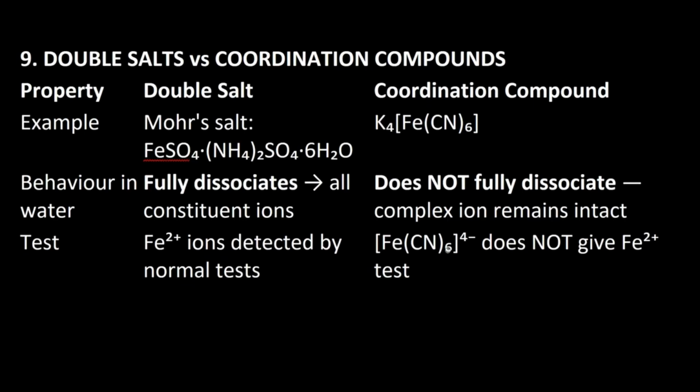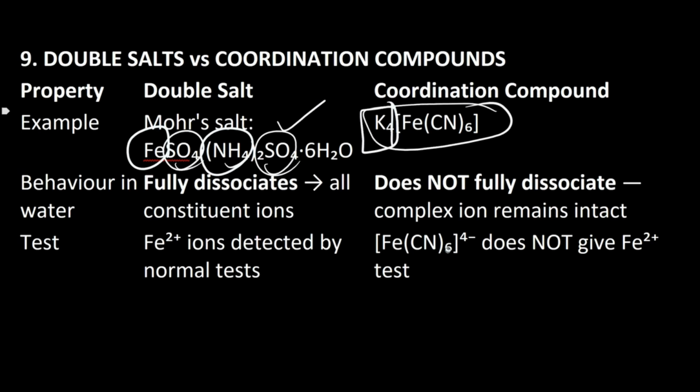And sometimes they will ask you the difference between a double salt and a coordination compound. A double salt will ionize completely. If you dissolve this, it will produce iron, ammonium and sulfate ions. But if you ionize this one, it will give you potassium and this whole complex. That is the main difference between a double salt and a coordination complex.